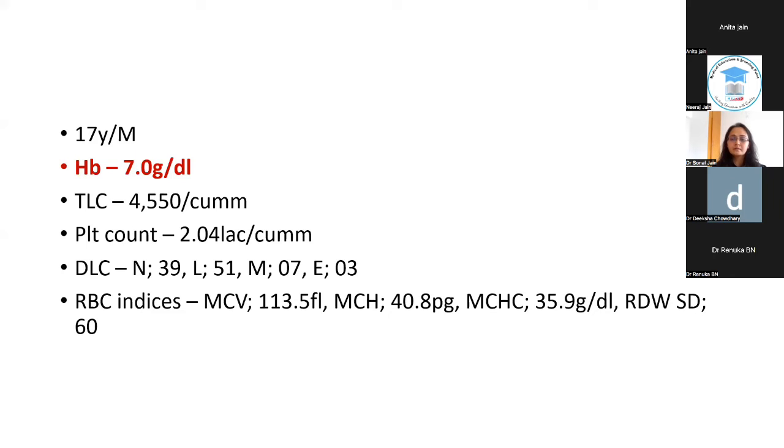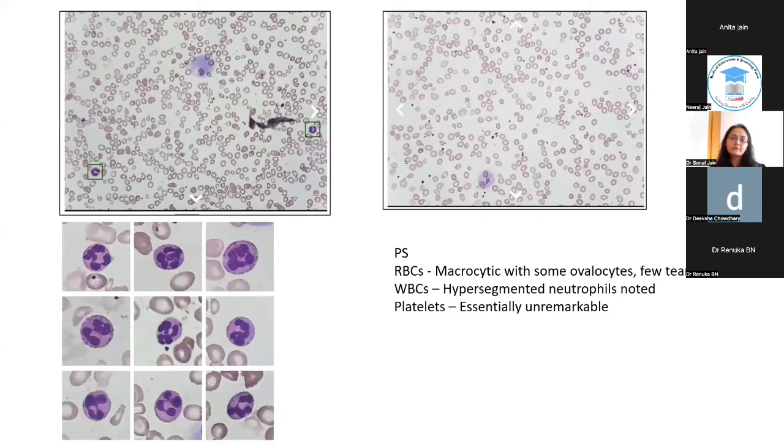This is a young male, 7.7 gram per deciliter hemoglobin. But here, move on to the next group of anemias, that is an MCV of more than 100 femtoliters, that is a macrocytic anemia. This is how the picture looked.